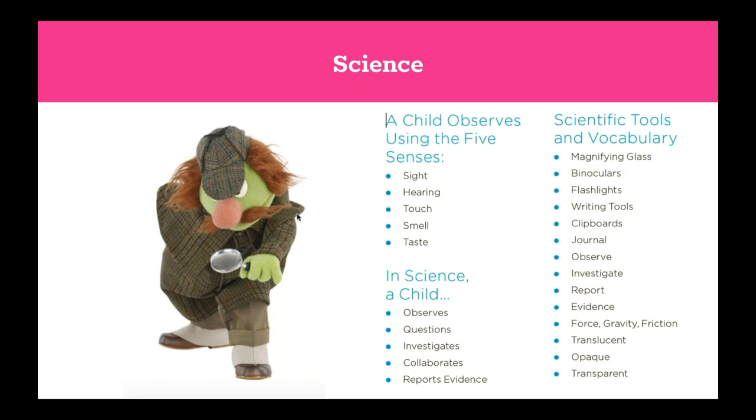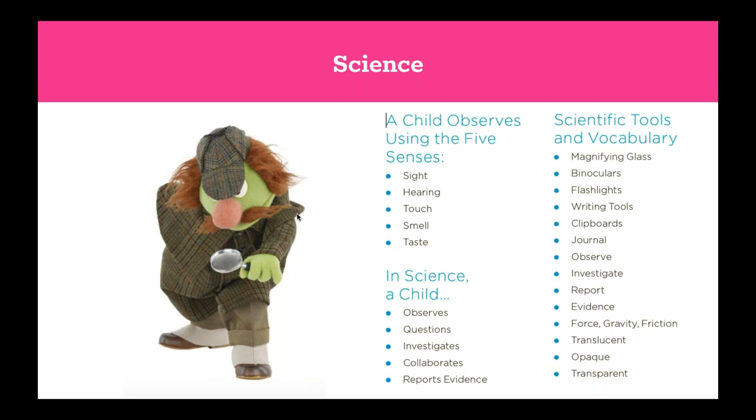When you look at some scientific tools, you have some of these already in your programs: magnifying glass, flashlight, a lot of writing tools, clipboards, journals. Why? Because a scientist, in order to analyze what you're observing, you have to find a way to write it down. You have to be able to report what you are observing. So a lot of writing tools. In our world, it can be a line that represents a drawing, but that line is so important. It means that children are starting to understand that when they are observing and they're writing something down, that is called reporting. So let's save those lines.